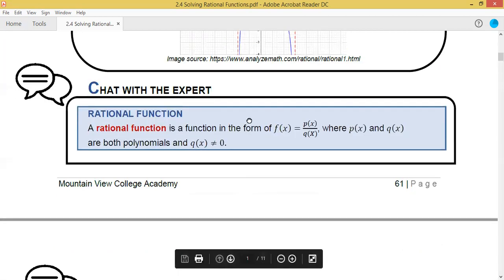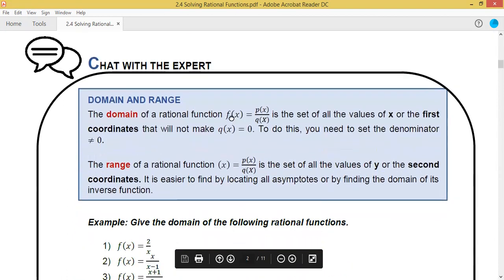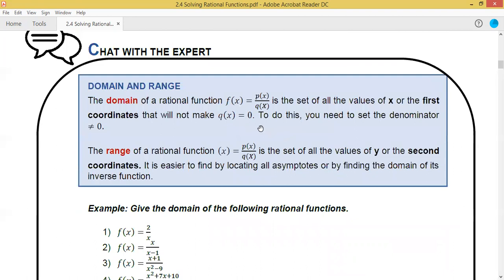Now let's start by finding the domain and the range. How will you find the domain of a rational function? These are the set of all the x values. So to find this, you need to set the denominator not equal to 0 so that your function will not be undefined. To solve for the range of a function, we need to locate all the asymptotes.